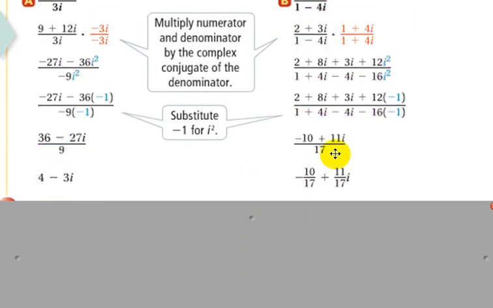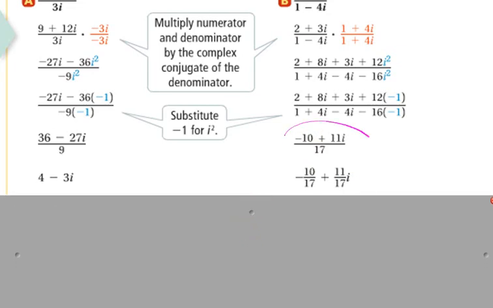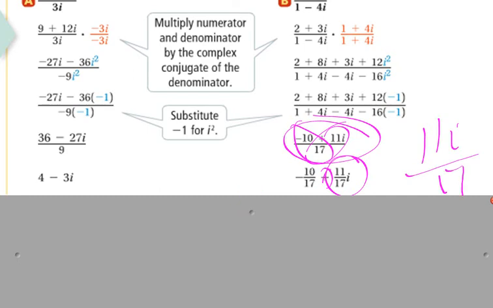Now notice, like here and even on the test, your answers are going to be split up. So if you've got this complex number over one monomial, they're going to split it up as negative 10 over 17 plus 11i over 17. But they don't write it like this. They're going to write 11/17 i.